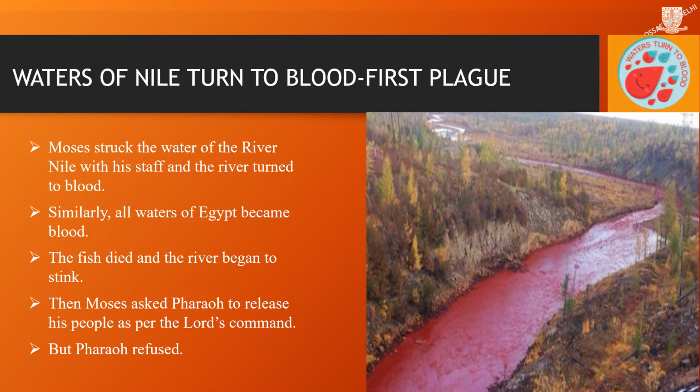You can imagine how it is, when there is blood all around you, there is this horrible stench that comes along. All over Egypt, all the water bodies had turned to blood. So it was stinking everywhere in Egypt. Then Moses asked Pharaoh to release his people as per the Lord's command. But Pharaoh refused. Okay?